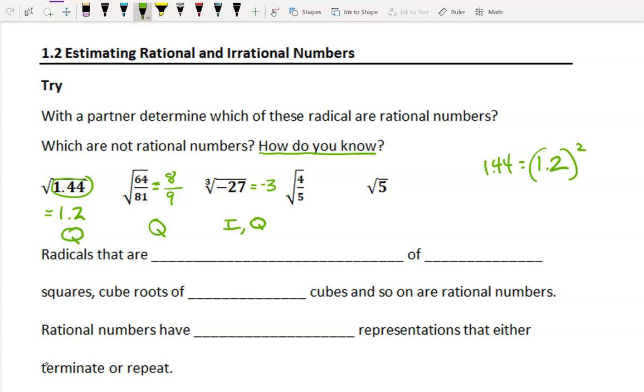The next one, well, the root of 4 is 2, but the root of 5 you can't do. Well, you can if you had a calculator. It's going to give you a decimal that goes on forever. And why do I know that I can't find the root of 5? Well, I know the root of 4 is 2, and I know the root of 9 is 3. Root 5 is somewhere in the middle of that. This tells me it's an irrational number. All right, so this one is also going to be irrational.